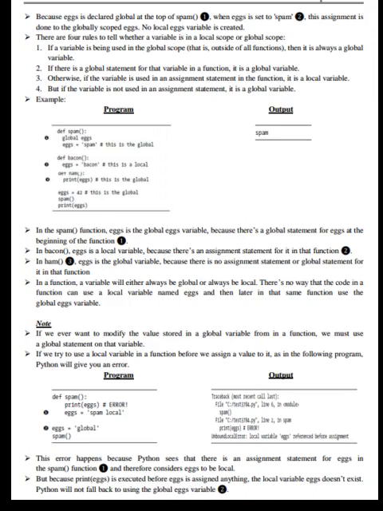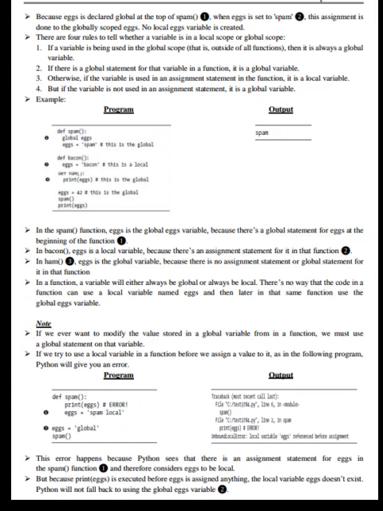There are 4 rules to tell whether a variable is in a local scope or global scope. If a variable is being used in the global scope, that's outside of all the functions, then it is always a global variable. If there is a global statement for that variable in a function, it is a global variable. Otherwise, if the variable is used in an assignment statement in the function, it is a local variable. But if the variable is not used in an assignment statement, it is a global variable. See the example and output.